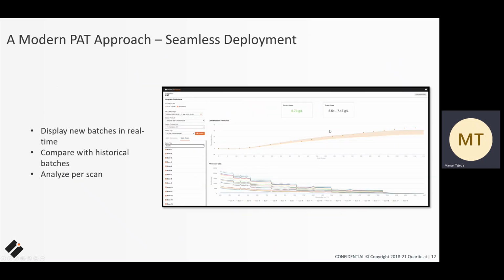And finally, we end with seamless deployment. As part of this application, you can display new batches in real time. You can compare with historical batches. You could select one scan at a time to view the predicted CQA, or output, that you're trying to characterize from the product.